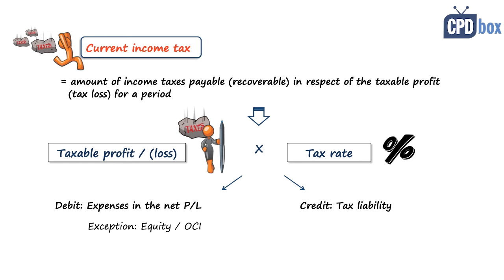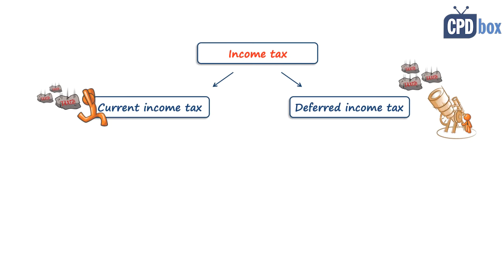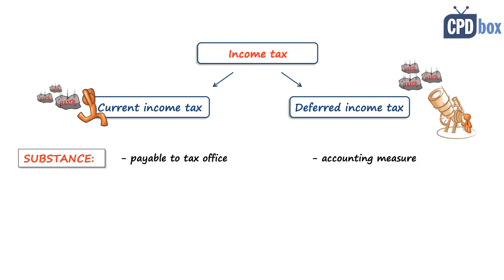Now, it's time to talk about deferred tax and explain differences between current and deferred taxation. The first difference between current and deferred tax is its substance. While current tax is the actual amount payable to tax authorities in relation to activities in the current period, deferred tax is an accounting measure used to match the tax effect of transactions with their accounting impact and thereby produce less distorted results.